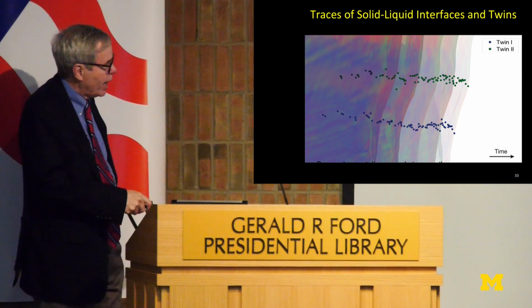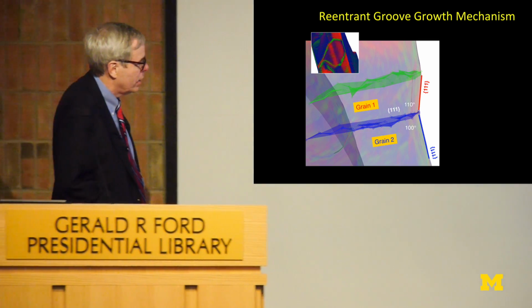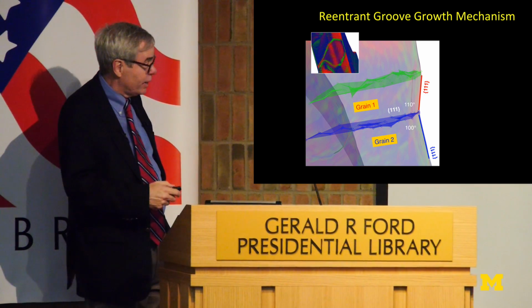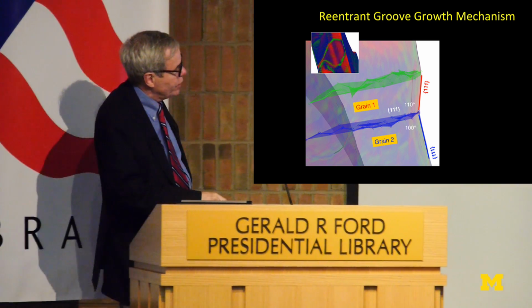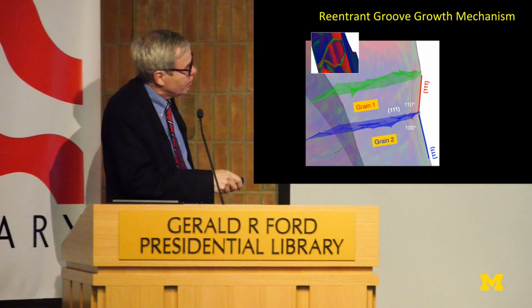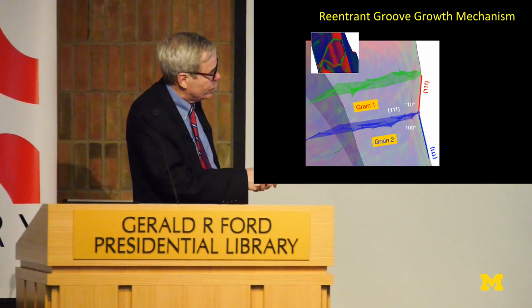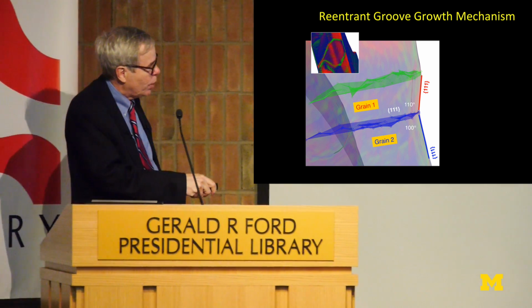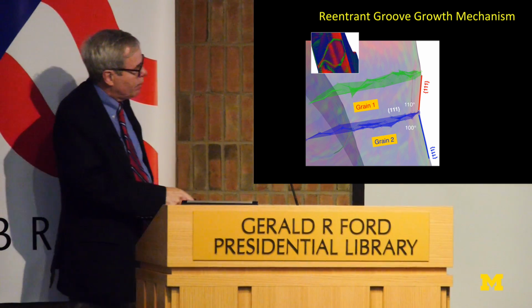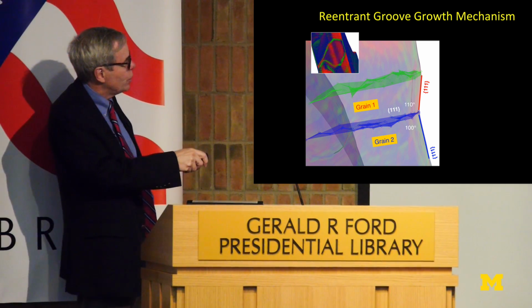And these dots are actually twin boundaries that we can get from the experiments. And so if we go back and we connect the dots, so to speak, you find these planar boundaries, and these are the twins. And the solid-liquid interface have angles with respect to the twins that are exactly what you'd expect. So these are 1-1-1 planes. And the twin boundaries are intersecting here.